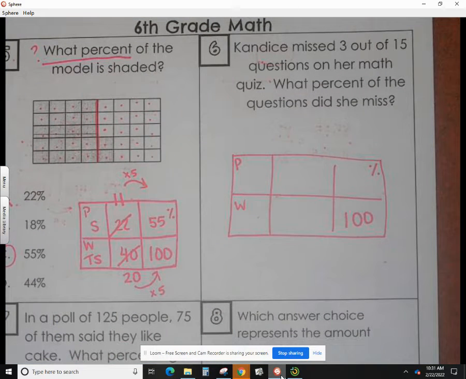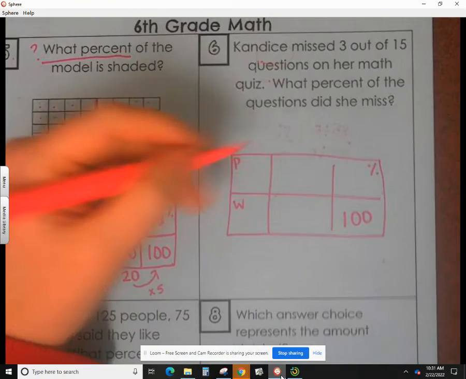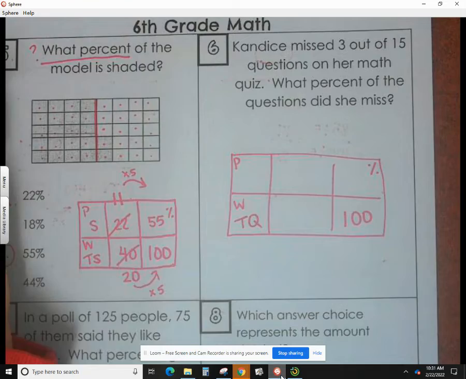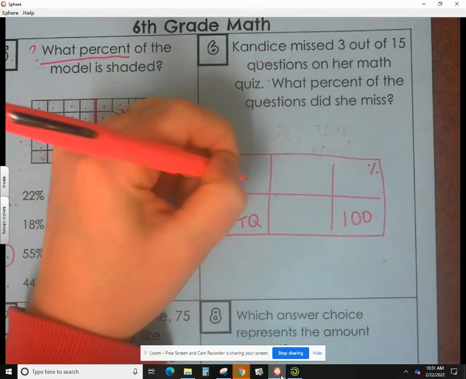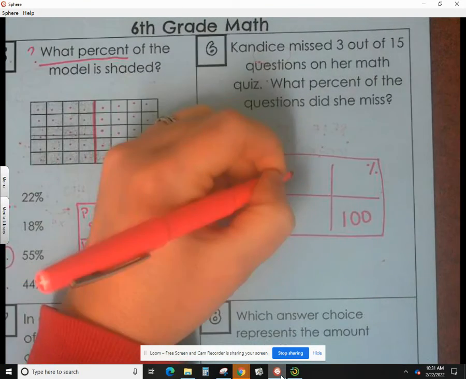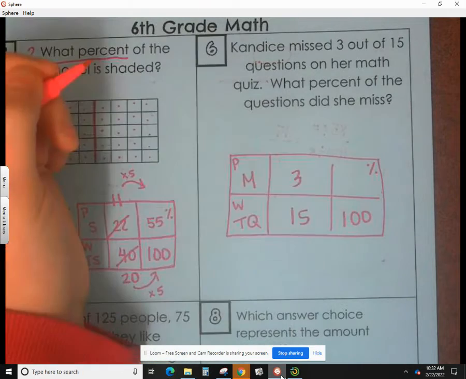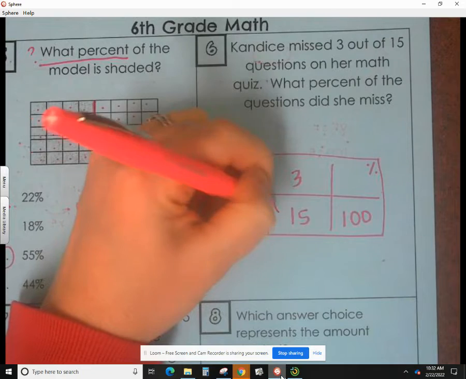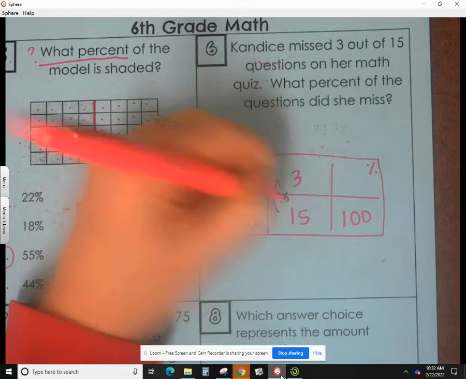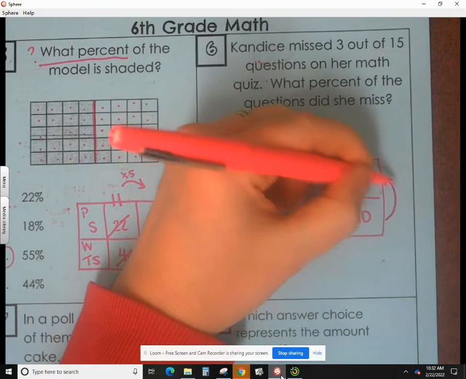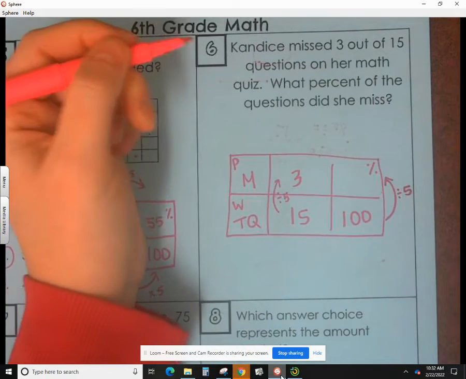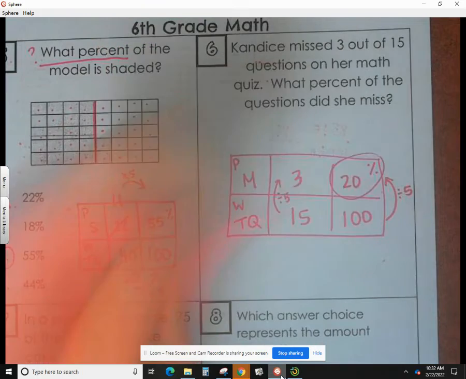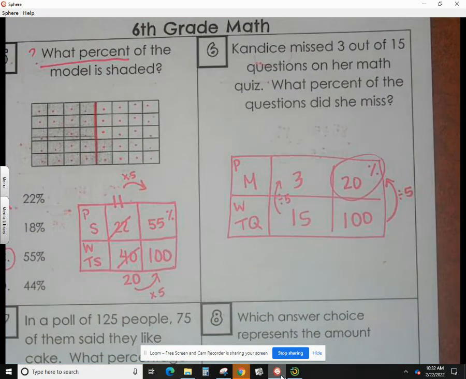But I still think it's a good idea to do a percent box here because we have the total questions, all the questions on the quiz, but she didn't miss all of them, right? She only missed part of them. She missed 3 out of a total of 15. So we've got our corner number here is 15. And there is a relationship because 15 divided by 5 is 3. So we just have to do 100 divided by 5, which is going to give us 20%. So she missed 20% of the questions.